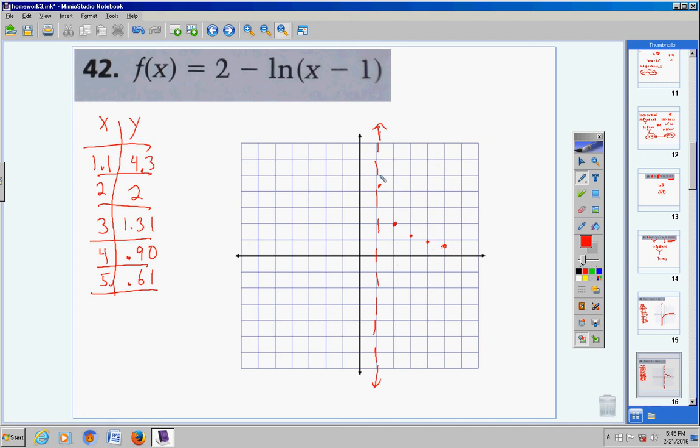And there it is, guys. The usual curve that you're going to get when you're graphing exponential functions or logarithmic functions, okay? And it will continue to go down and down. It will also continue to go left and left. However, it will never cross that asymptote to the left.